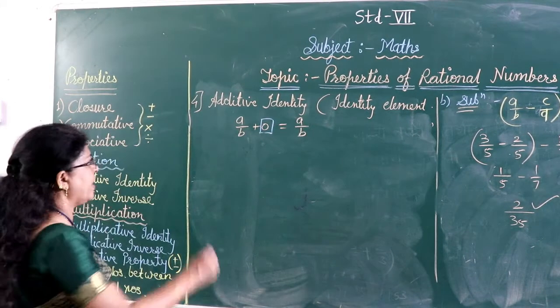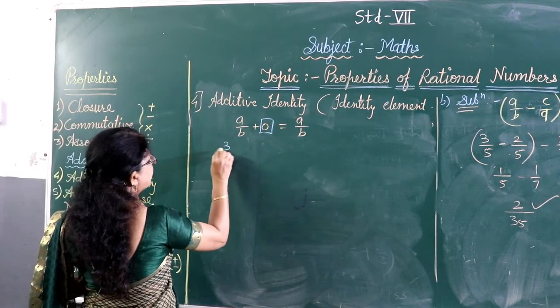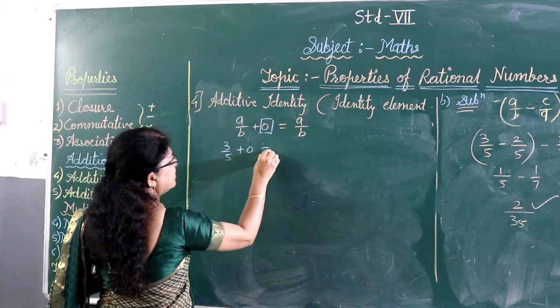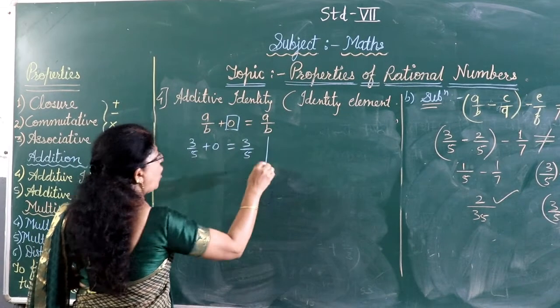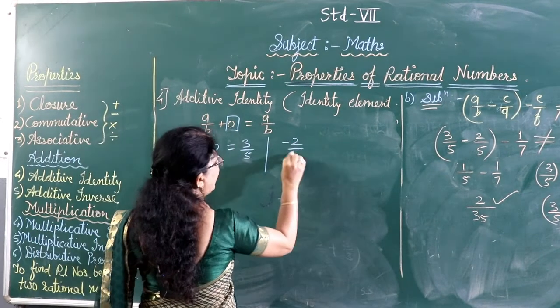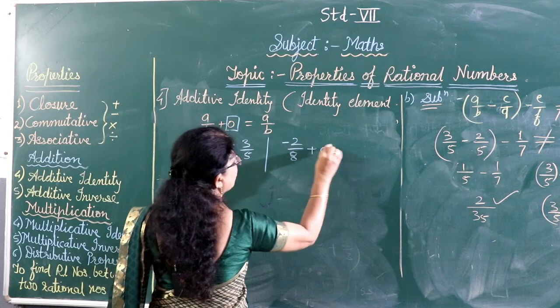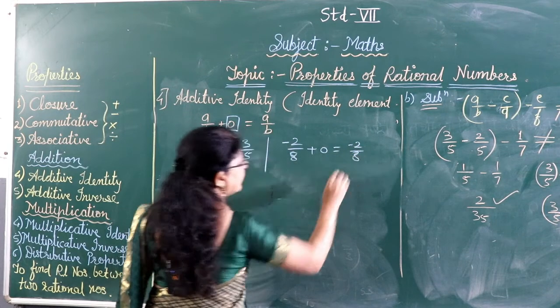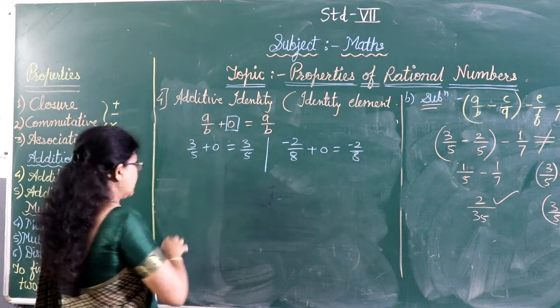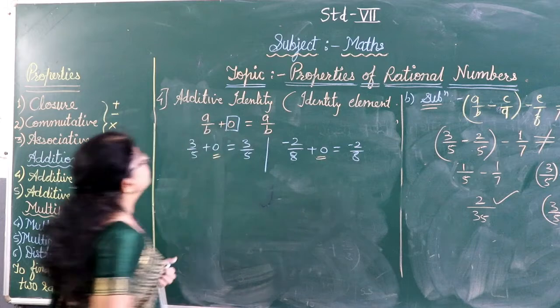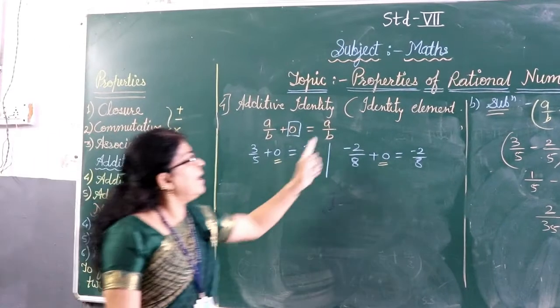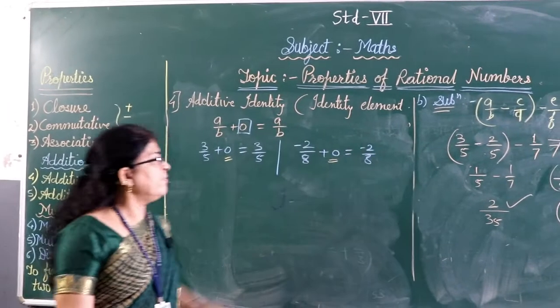For example, if I add 3 by 5 plus 0, what do you get? The same number, 3 by 5. Or minus 2 by 8 plus 0 will be the same, minus 2 by 8, right? That's why 0 is called the additive identity element of rational numbers.